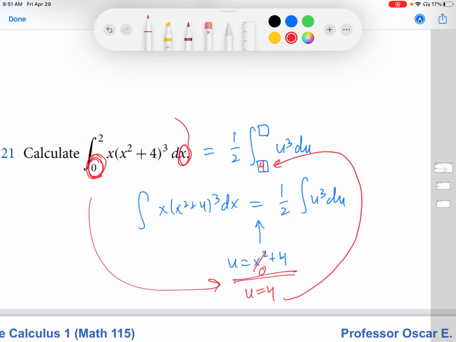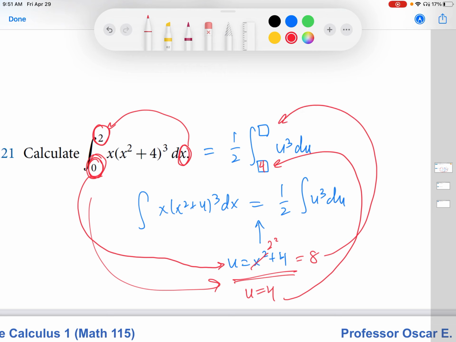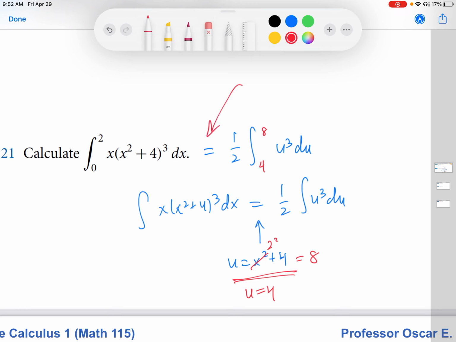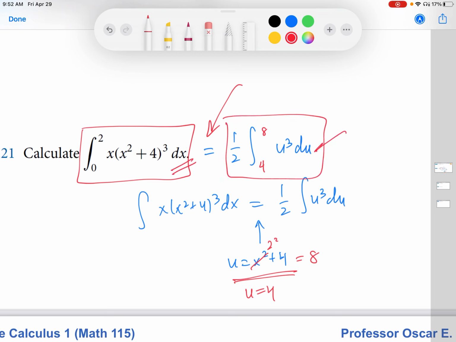Let's do it again. So when x is 2, I'm going to go back down to my conversion here, and when x is 2, this becomes 2 squared, so that's 4 plus 4, that's 8. So u is 8. I'm going to take that and put it in as my upper limit of integration. So if I remove the clutter, then you can see that I have now achieved what I set out to achieve, at least for now, which is an equation of one definite integral in terms of one variable with another definite integral in terms of a different variable.